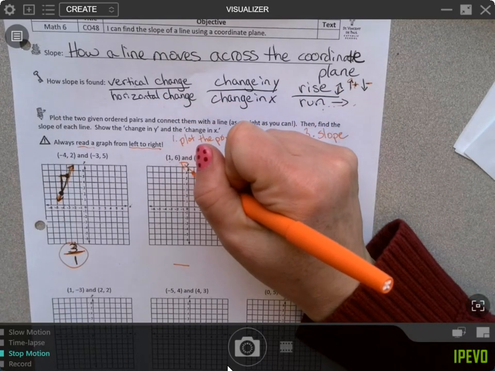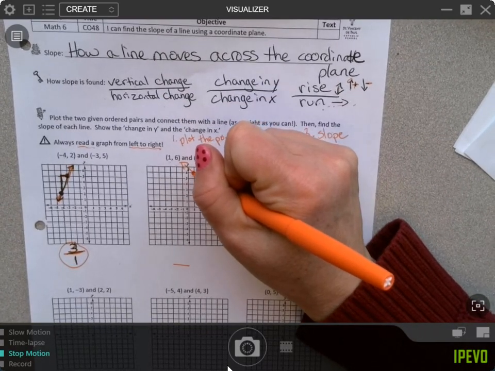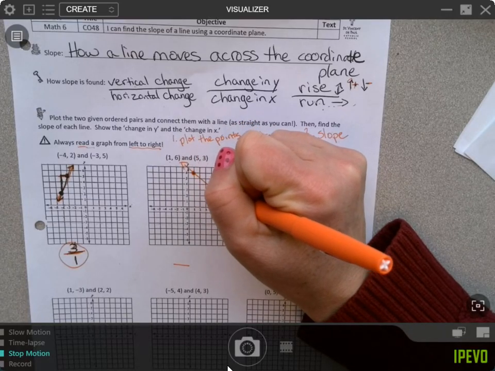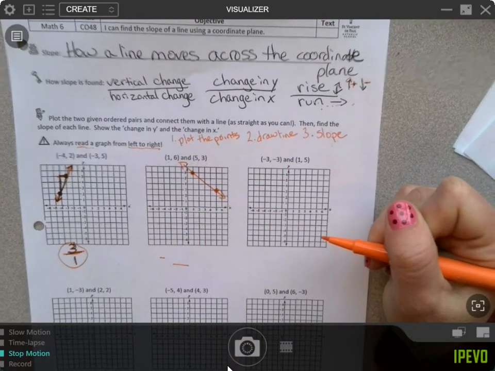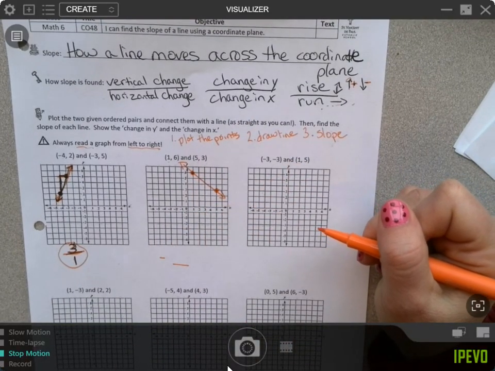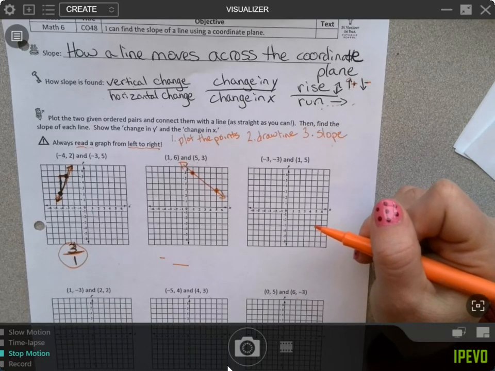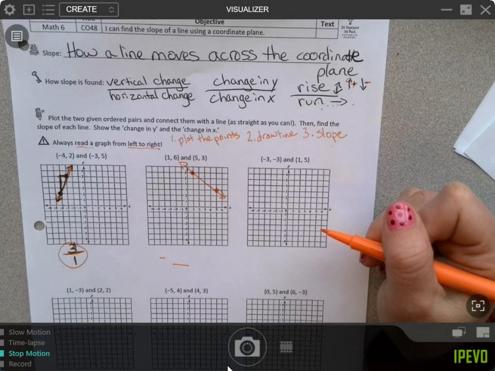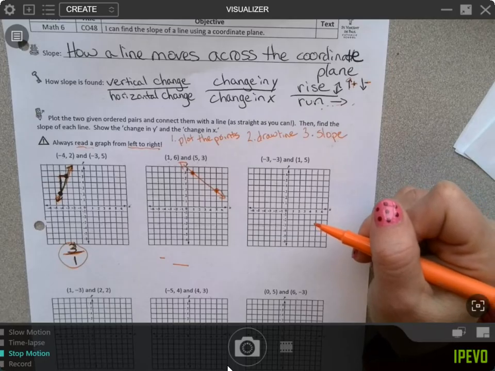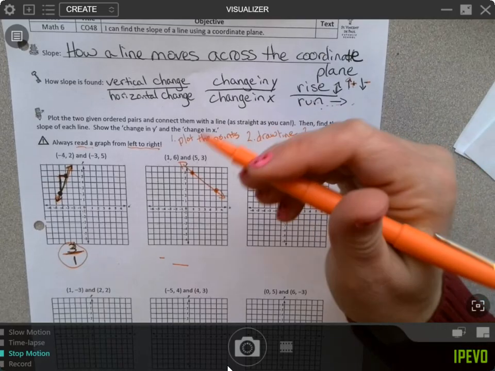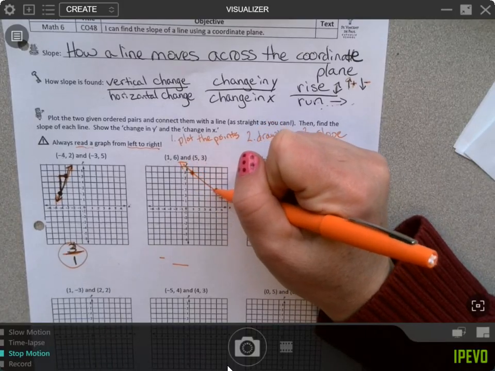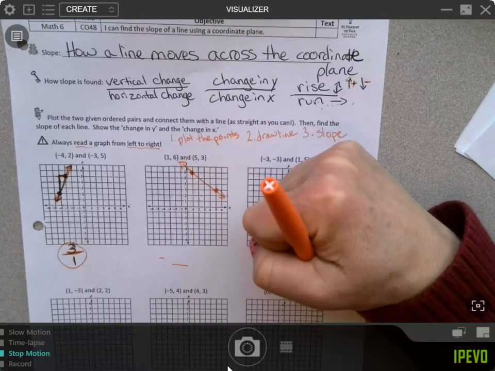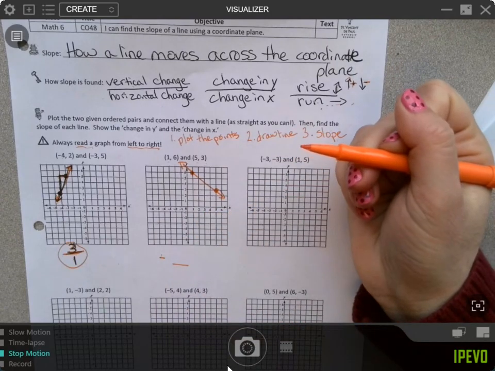So I read left to right, so I always start on the left side. And my second point goes down, so I know I should put a negative sign. So I'm going to do that right away so I don't forget it. That is the most common mistake that students make. They forget their negative sign when we go down. So anytime you see that line going down, you put your negative sign for your slope.